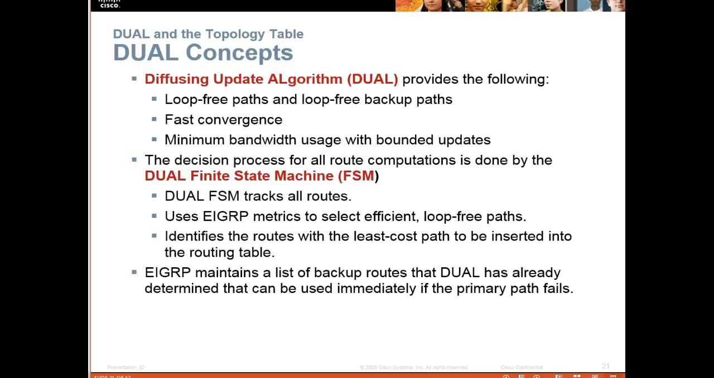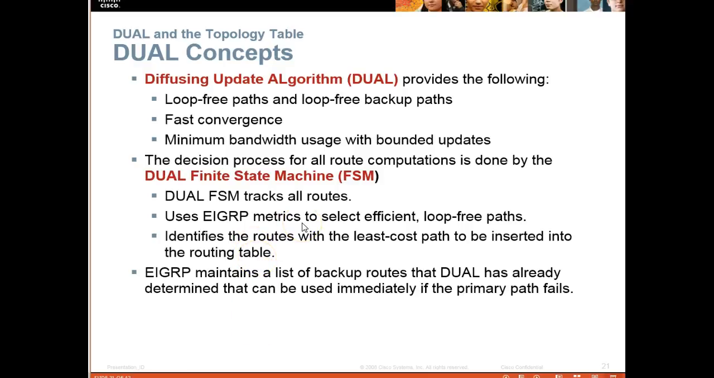The DUAL concepts: the Diffusing Update Algorithm that runs EIGRP provides loop-free paths with fast convergence and minimum bandwidth usage because of the bounded updates we talked about in the previous section. The decision process for all route computation uses the finite state machine, and it tracks all the routes, and it uses the EIGRP metrics to develop the loop-free paths. All right, and it also has backup routes, but it doesn't call them backup routes.